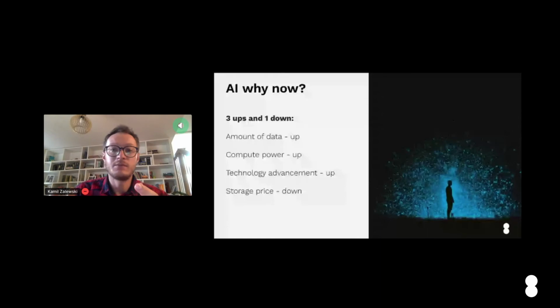And at the same time, historically we've always been limited when it comes to storing information and data. Right now, that's becoming less and less of a problem because storage prices, whether on-premise or in the cloud, have massively gone down. So all of that creates a pretty compelling environment to invest in the AI space.